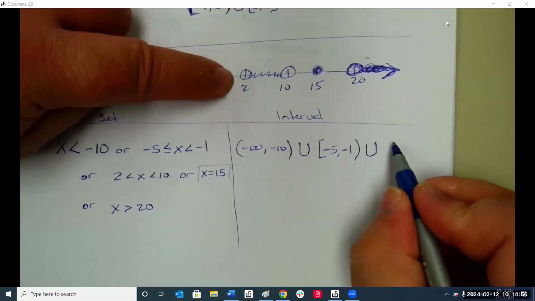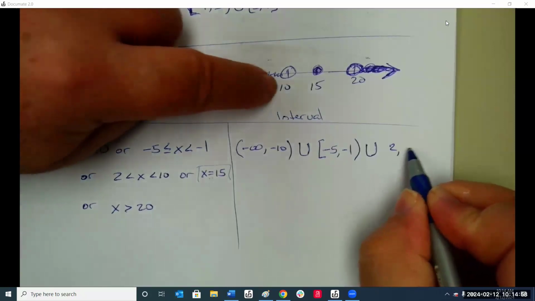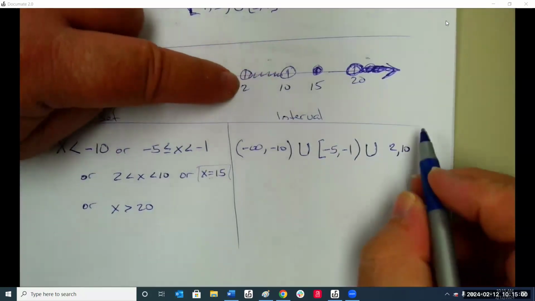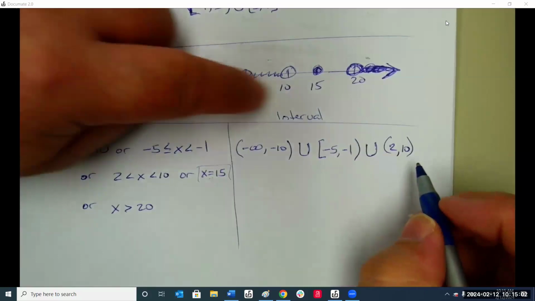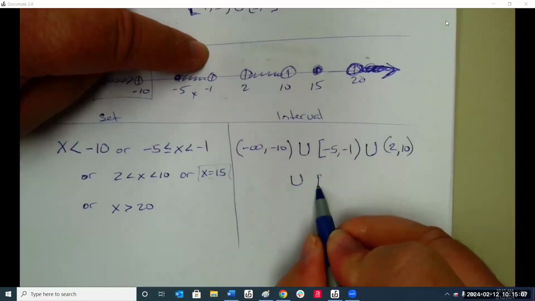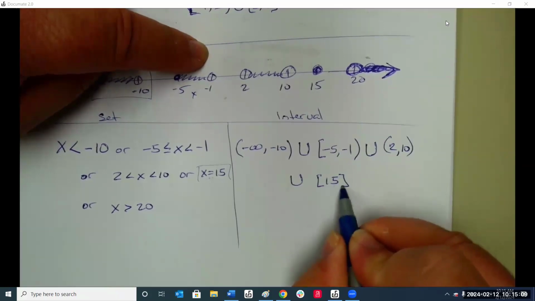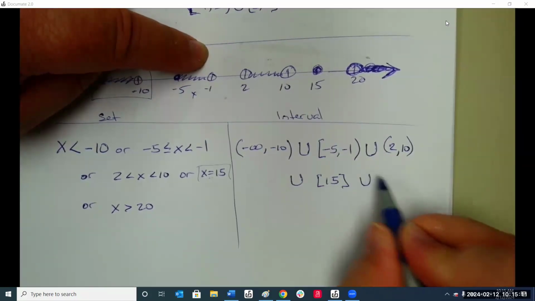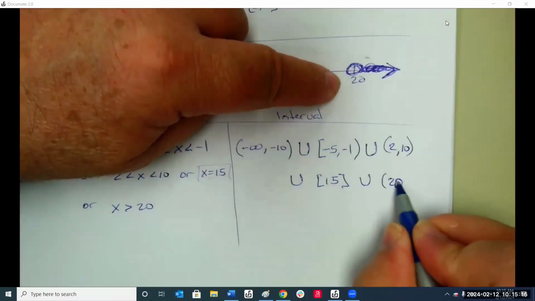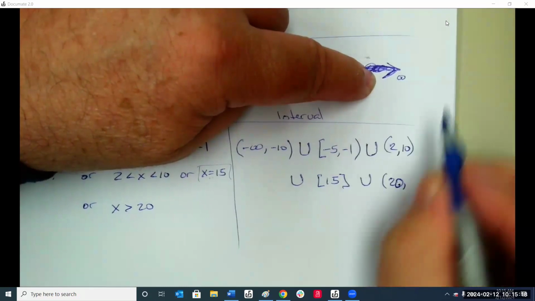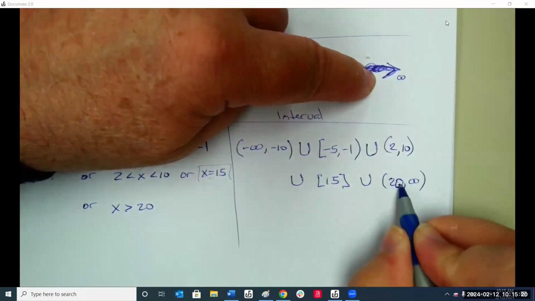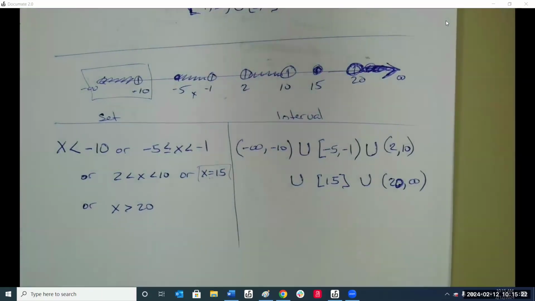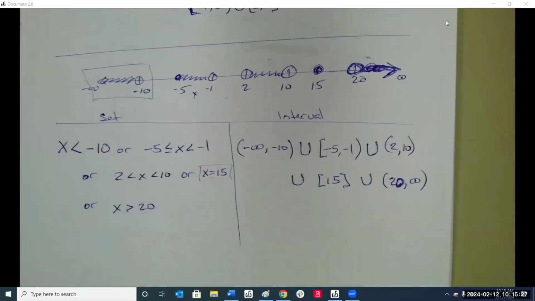Or start at 2, go to comma 10. They're both parentheses. Or 15. Or start at 20 and go to positive infinity. They're both parentheses. So it doesn't matter how many you have. The format's still the same.